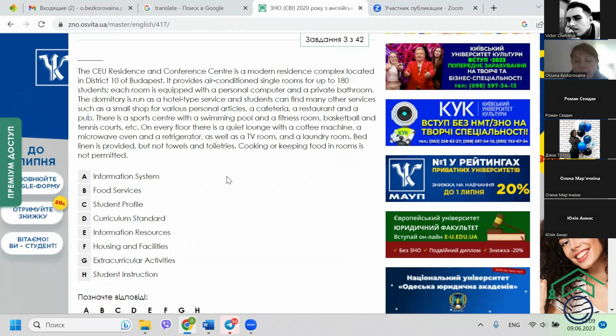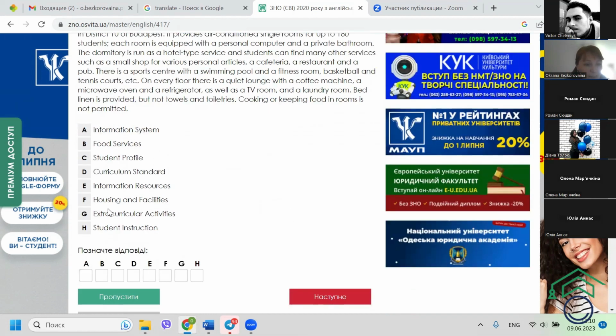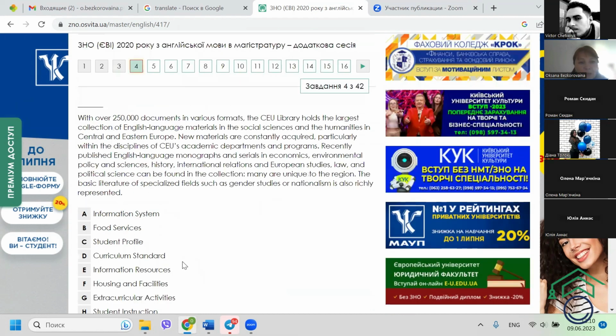Where is the key sentence, Lena? Where is the key sentence you rely on? Earlier I read that they can go to the restaurant, cafeteria, do sports. That is exactly the facilities that students have, or that dormitories have. And housing: it provides air-conditioned single rooms for up to 180 students. Yeah, housing and facilities, F. Thank you, Lena. Ilona?